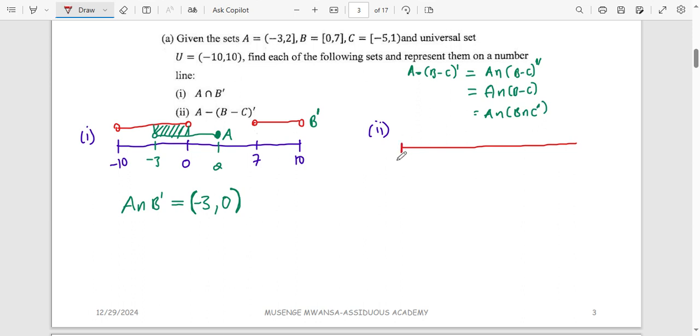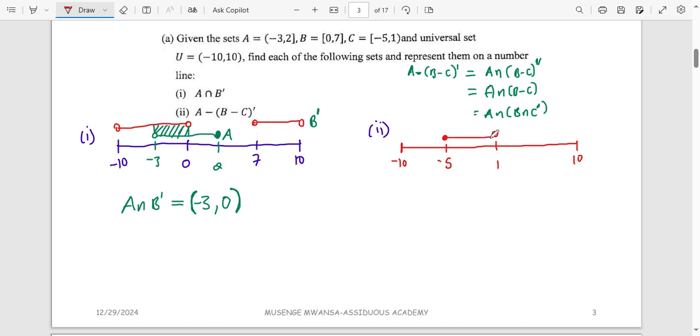Again, put your universal set on the number line. That should be the first thing. And then I told you always start with what has got a complement. So start with the C complement. And C is from negative 5, let's say negative 5 is here, up to 1. Let's say 1 is here. Can you see that negative 5 is closed? So I'm going to close here. At 1, it's open. So I'm going to open here.